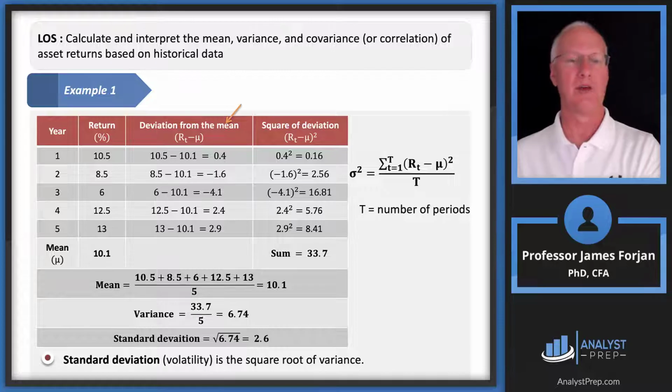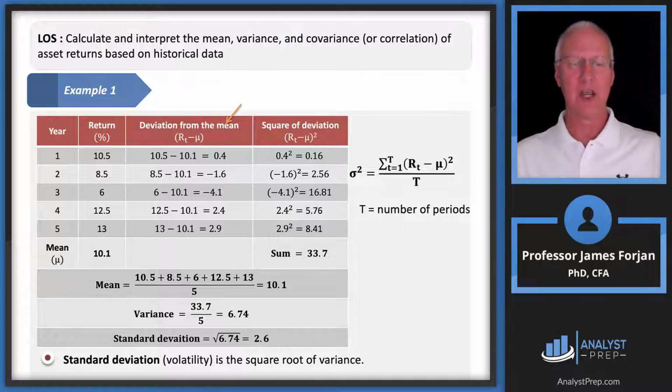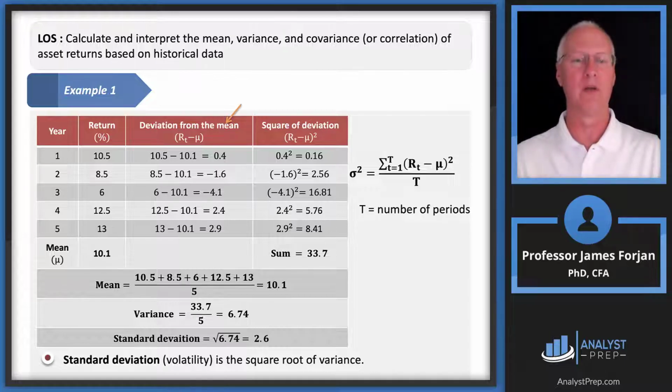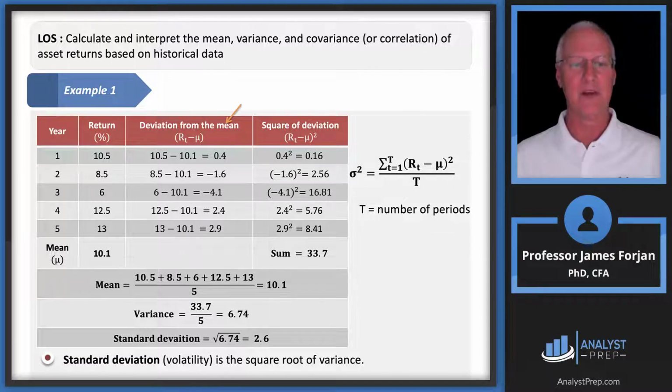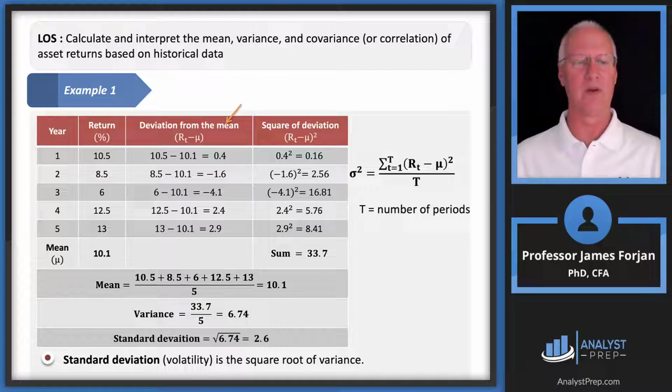So go into the third column. In that first year, we were expecting 10.1 and we got 10.5. So we were pretty close, right? 0.4. Then in the second year, we were expecting 10.1, but we got 8.5. We were a little close, but not as close as in that first year. And then the third year, boy, we got 6, and we were expecting 10.1. So we were not close at all, right? Minus 4.1. And you do that same for each of the 5 years.